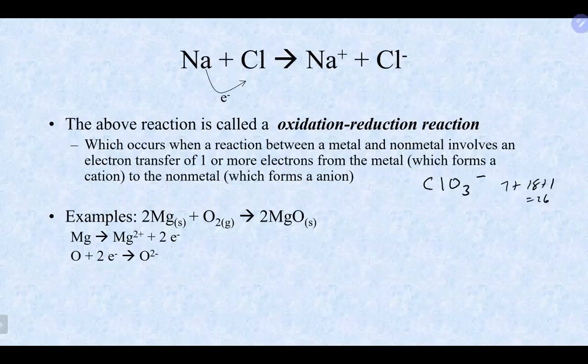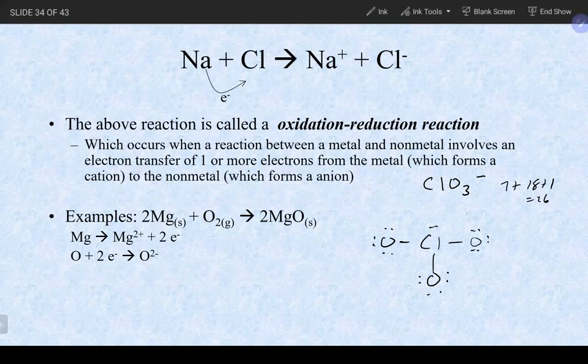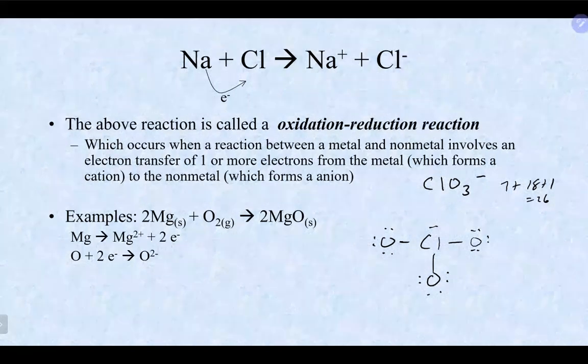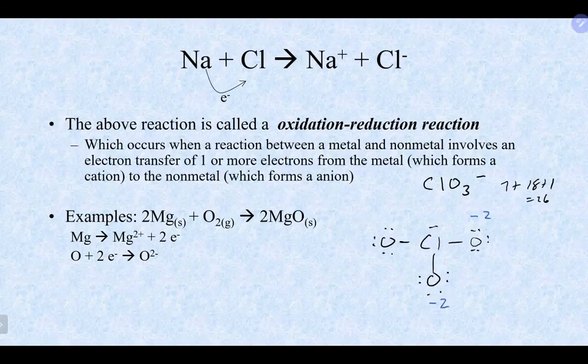So if we were to draw the Lewis structure of this, it will look something like this, I believe. I did my math right there, hopefully. So in this particular case, this chlorine, if we were to assign oxidation states, the oxygen here in this case is just oxygen. So it would be -2. This would be -2. And this would be -2.